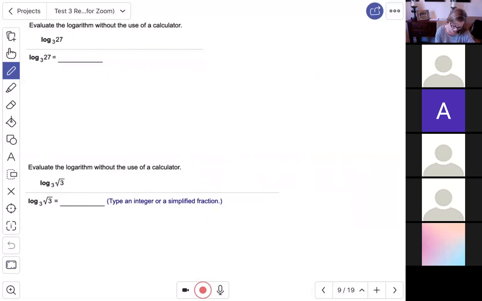The shortcut method here, if they say without a calculator, you can do this. Now 27 is 3 cubed. And this is a little shortcut property. If you have the log base 3 of 3 cubed, where you have the same bases, then whatever's in the exponent is what it equals. This one just randomly happens to be all 3s. But you could have had log base 3 of 3 squared, and the answer would have been 2, something like that.